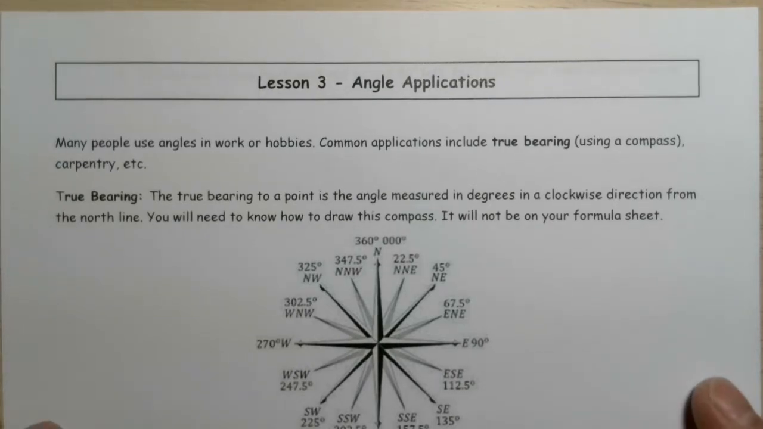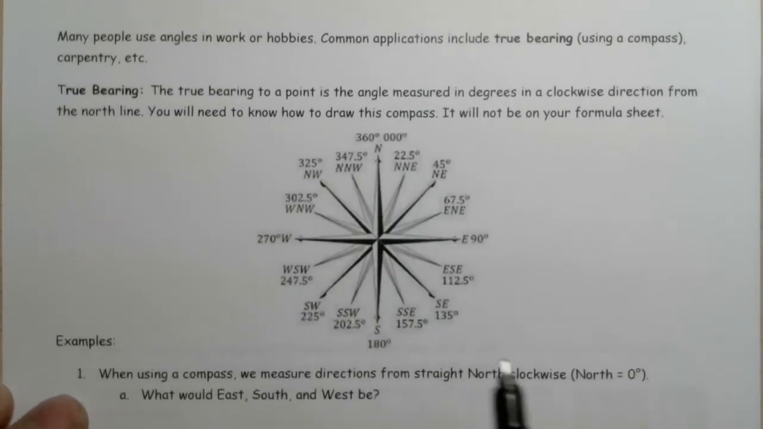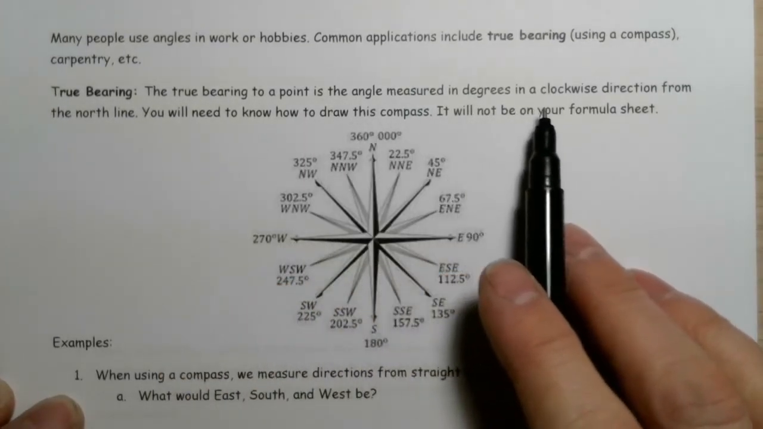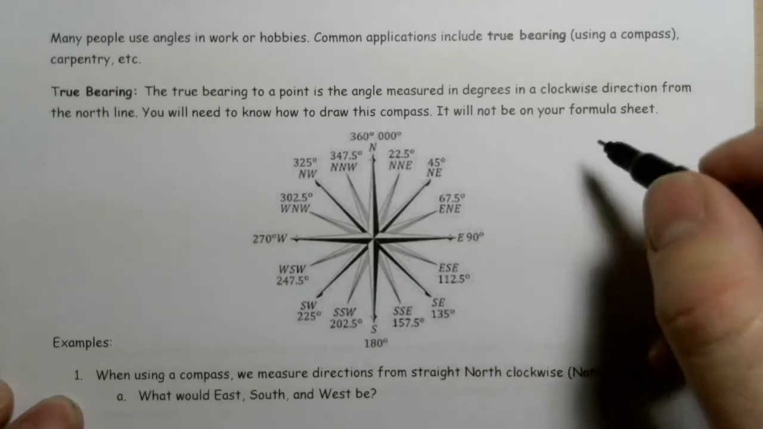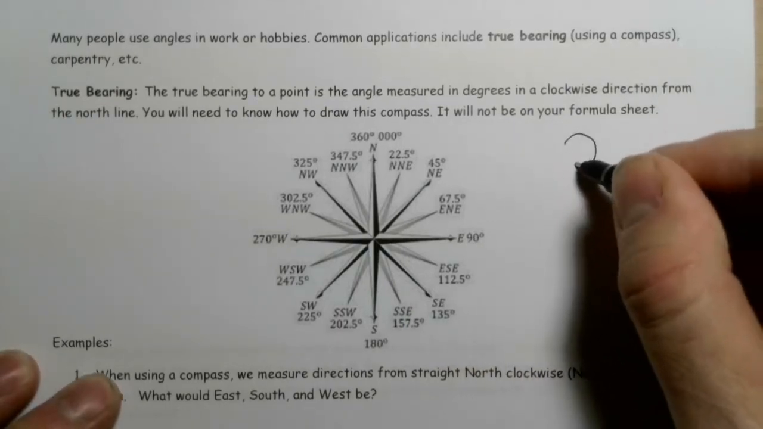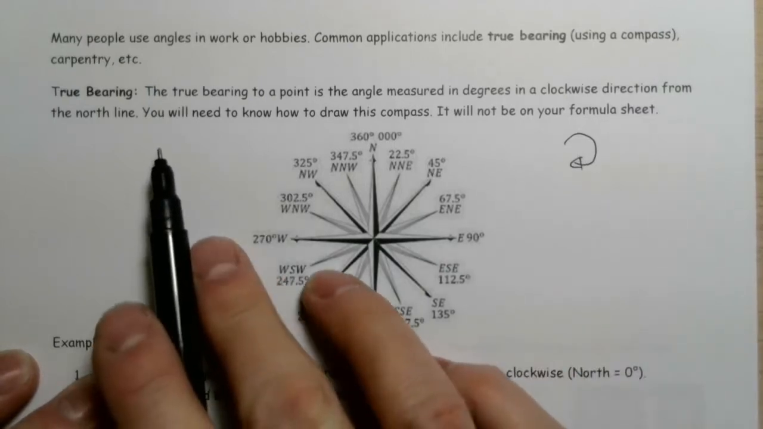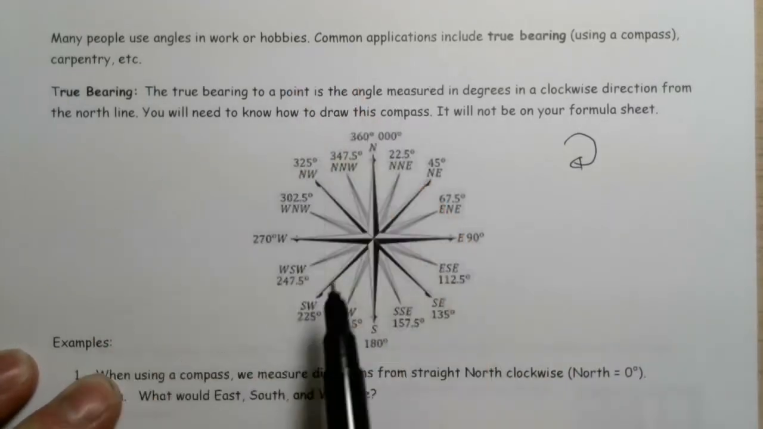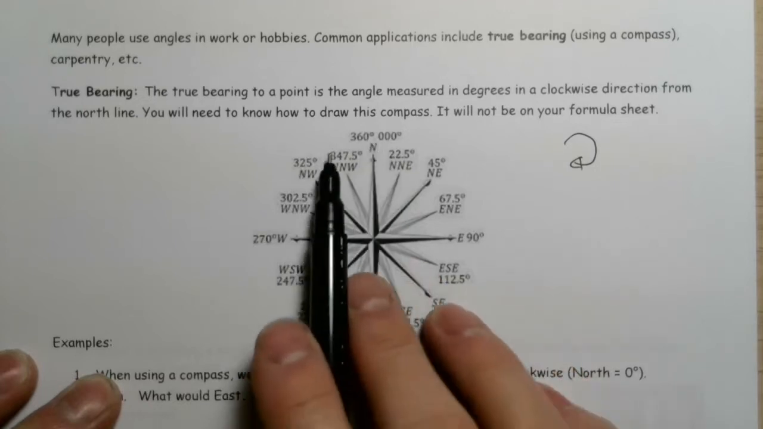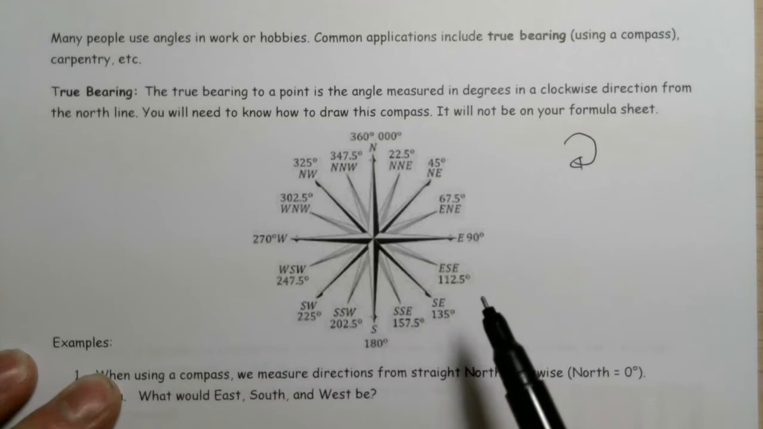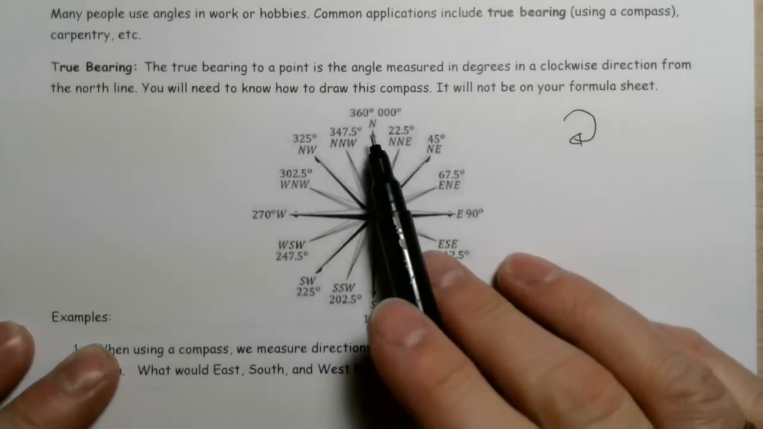In any case, let's go back to talking about true bearing here. True bearing to a point is the angle measured in degrees in a clockwise direction. Remember, clockwise we're going this way, the same direction as the clock, from the north line. So north is going to be our zero spot, and then we start to measure angles from there all the way around. Just take a look at the way this works here.